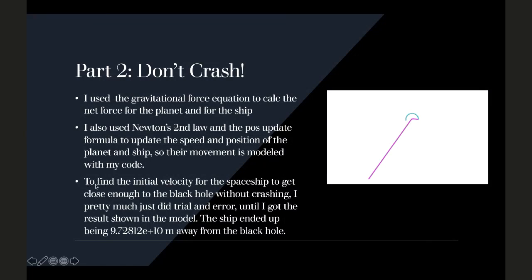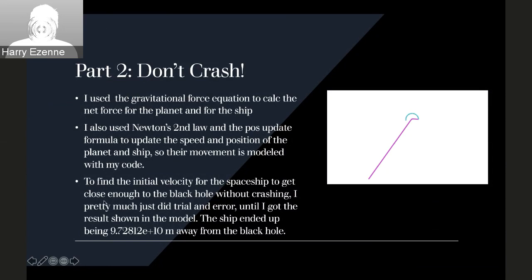To find the initial velocity for the spaceship to get close enough to the black hole without crashing, I pretty much just did trial and error until I got the results shown in my model. The ship ended up being around 9.7e10 meters away from the black hole. And I'll show it now with the second part of my code.